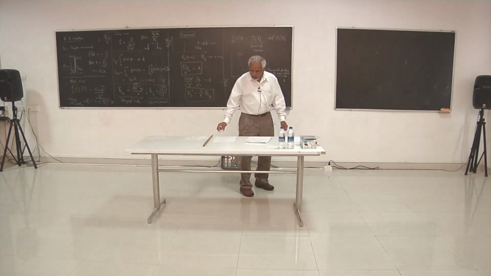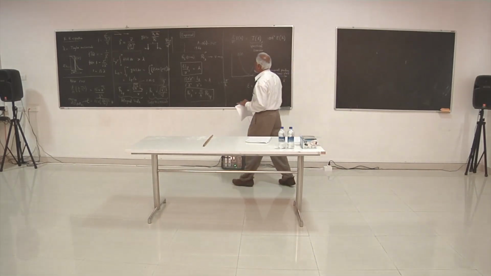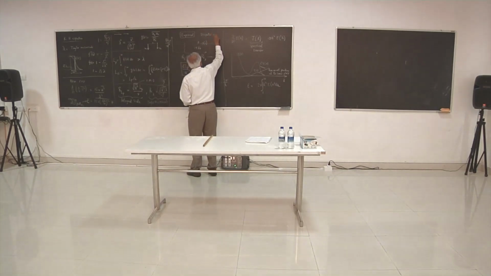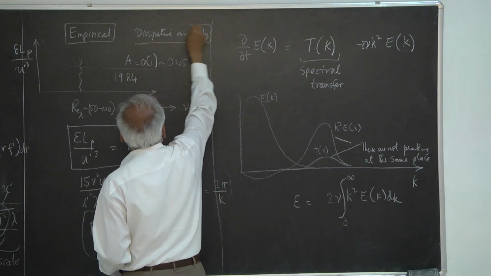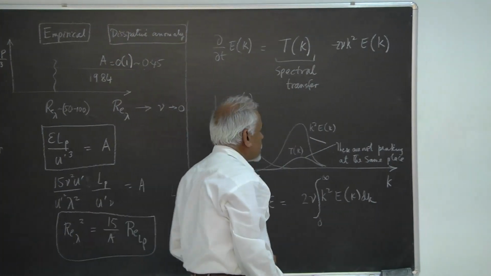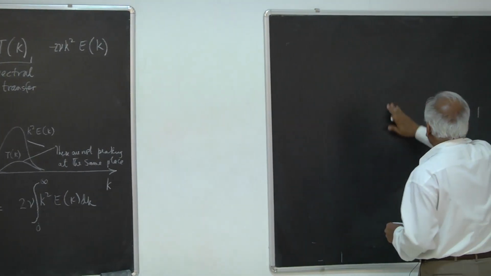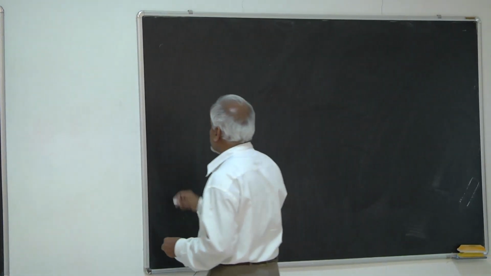So, let's take one interpretation of. Oh, by the way, as I mentioned yesterday, this is called a dissipative anomaly, being that there is finite dissipation even when the viscosity goes to 0. So let's take a couple of interpretations of that.